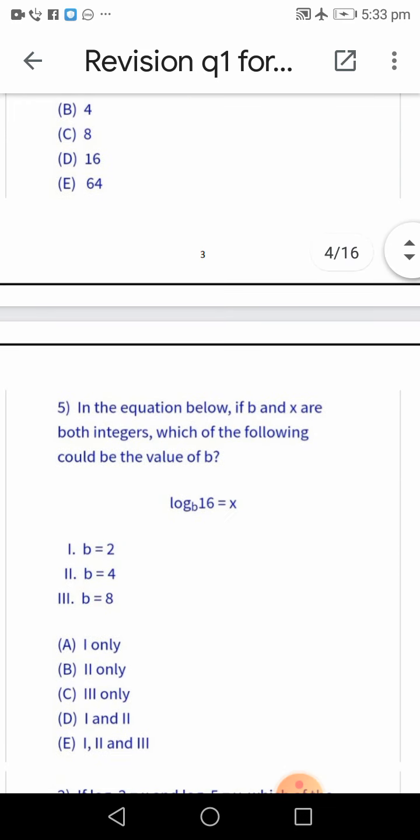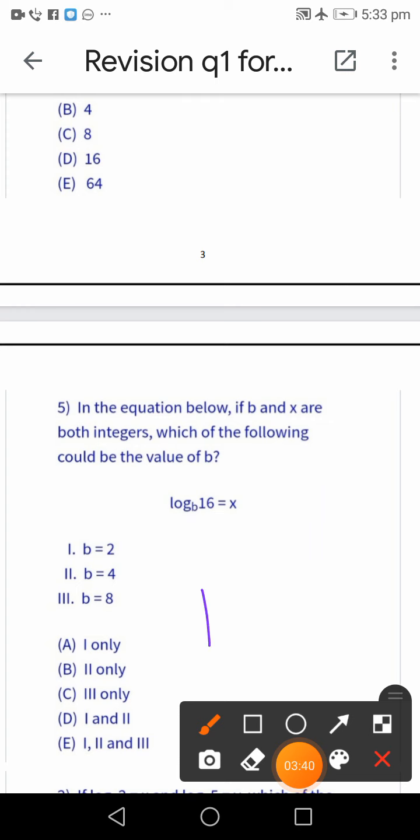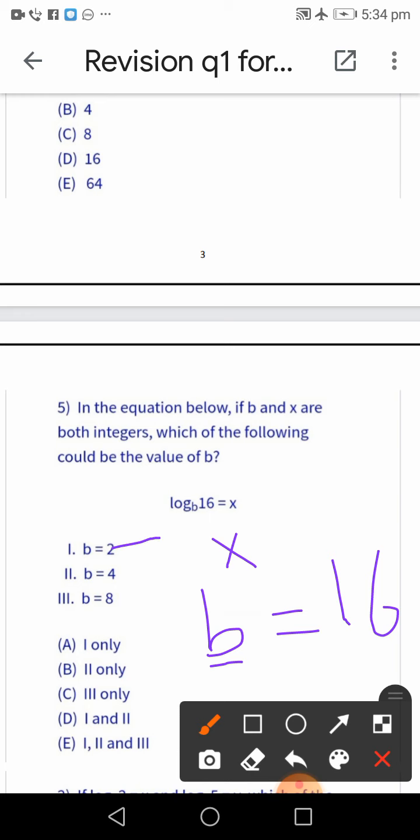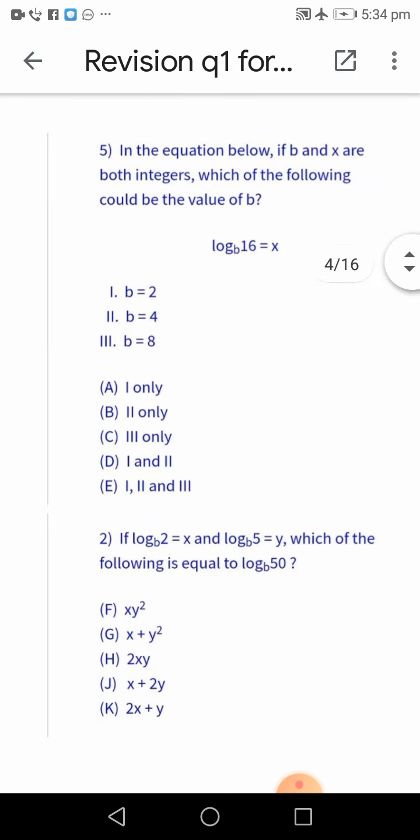What about here? Log base b of 16 equals x. Can you find the answer here by calculator or mentally? You will make b power x equals 16. You will convert it to exponential form, so I want to get the value of b. B may be 2 or may be 4, right? 2 power 4 equals 16, or 4 power 2 equals 16. So the answer is 1 and 2.